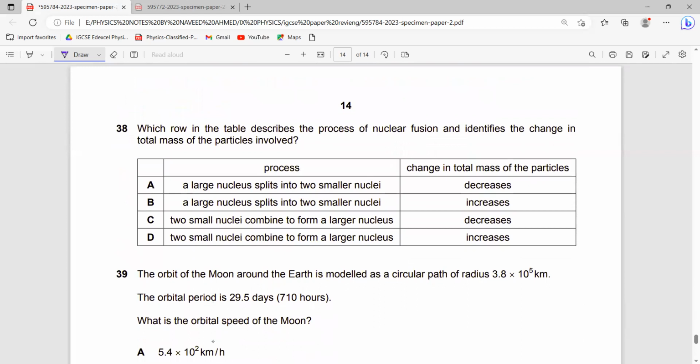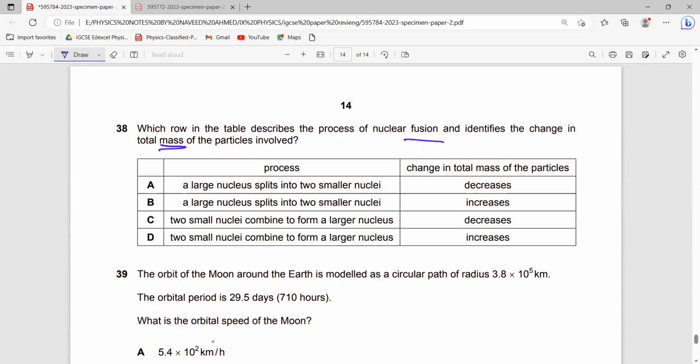Okay. Now in question number 38, you can see the table describes the process of nuclear fusion. Fusion is a process in which smaller nuclei combine to form a heavy nucleus, and it identifies the change in total mass. Their masses will also reduce because some of the mass will be converted into energy. This process occurs at the surface of the Sun, where small hydrogen nuclei combine to form a helium nucleus.